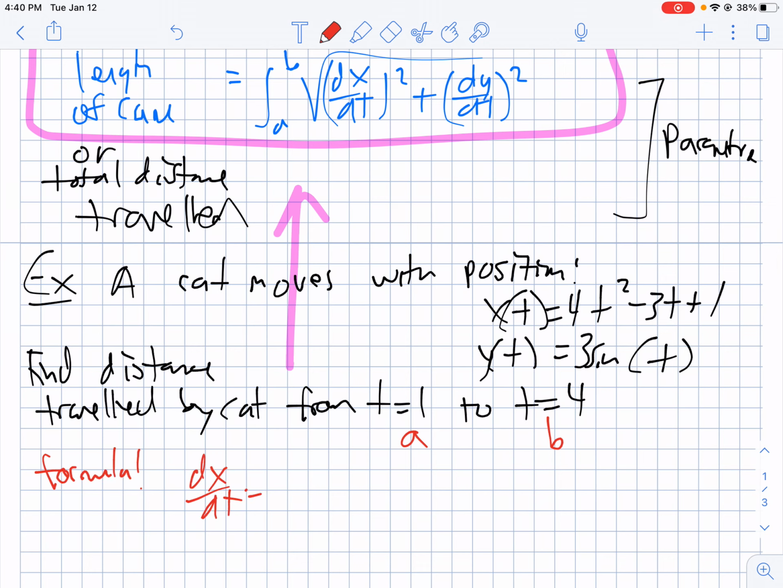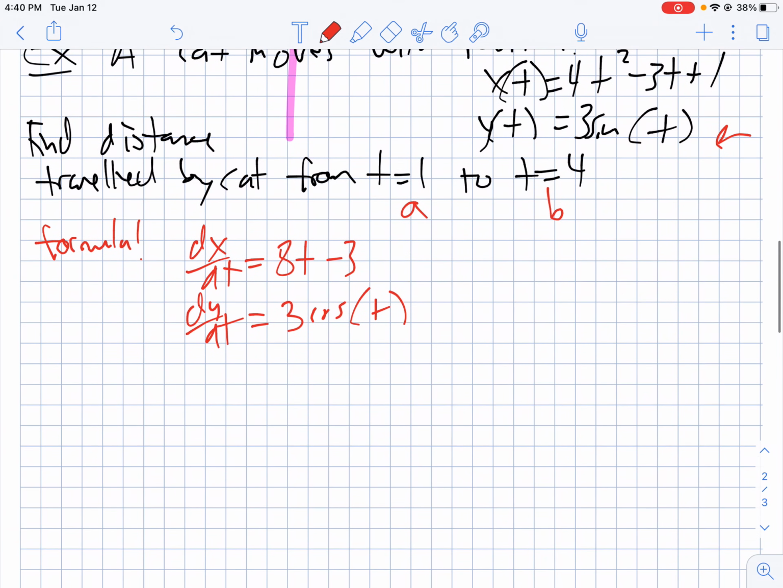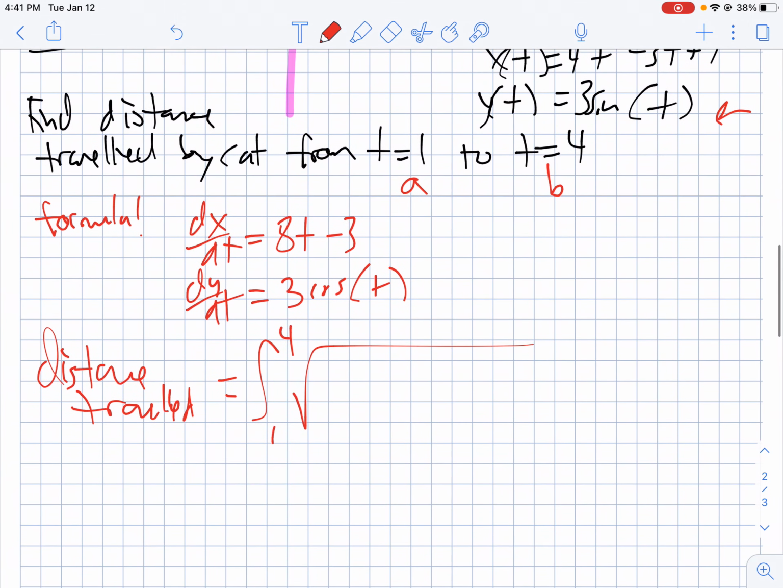The dx dt is just 8t minus 3. The dy dt would just be the derivative of my y equation, so that would just be 3 cosine of t. All right, so what that means is if we want to find the distance traveled, that is just going to be the integral from 1 to 4 of square root of the dx dt squared plus the dy dt squared. So that's 8t minus 3 squared plus 3 cosine of t squared.